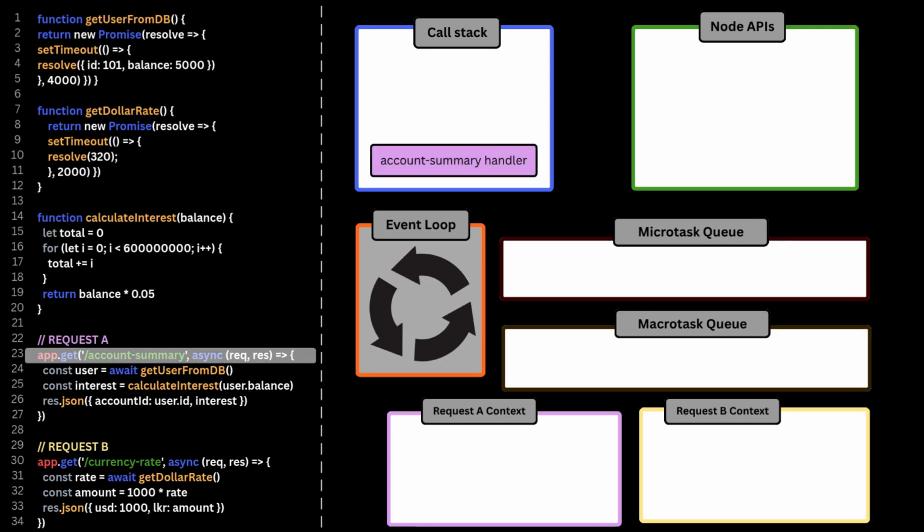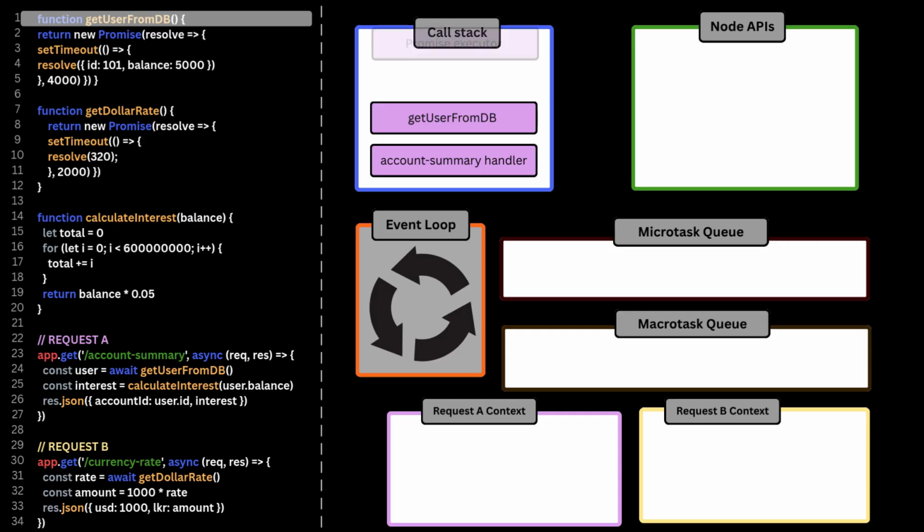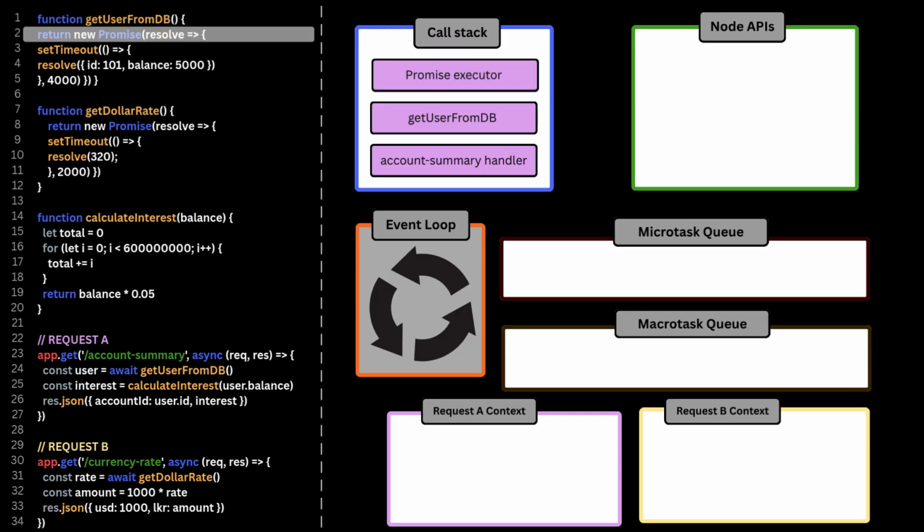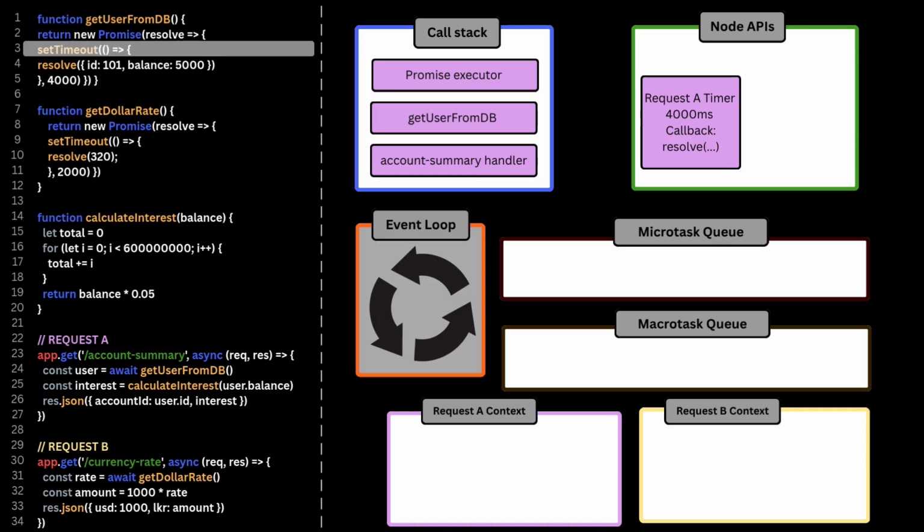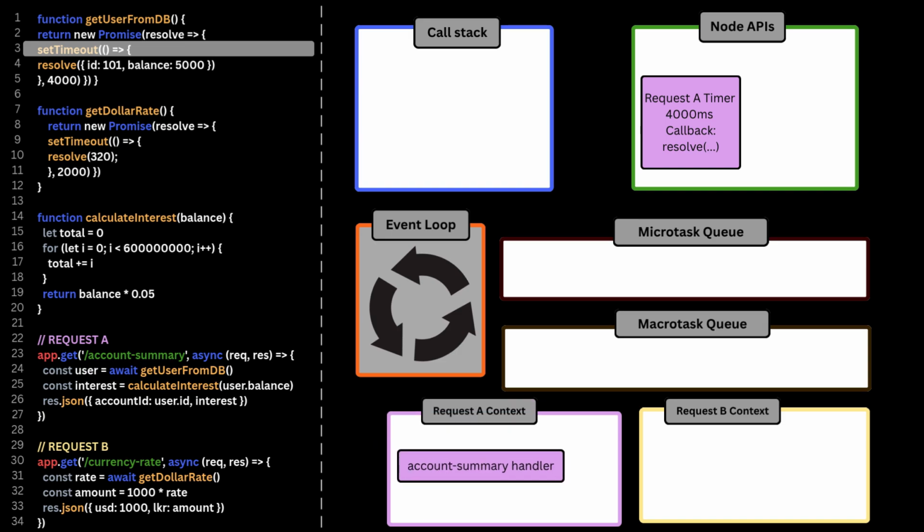The first request enters the JavaScript call stack. Node.js starts executing the root handler. But this is an asynchronous operation. Instead of blocking the thread, Node.js delegates the operation to Node APIs. The JavaScript call stack immediately becomes free again.